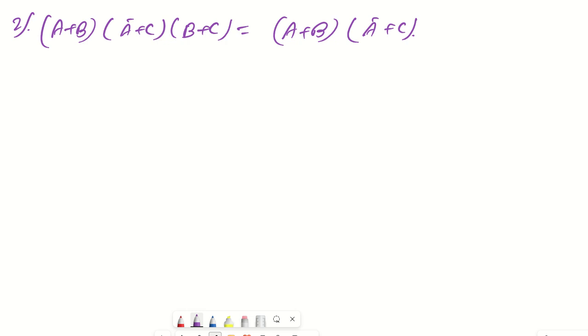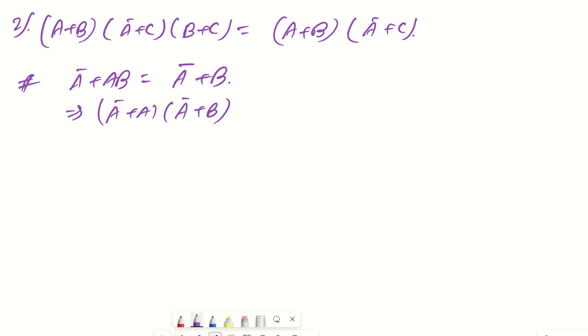So that's all. Now one more thing, I'll just give you 2-3 more laws, which is a bar + ab is equal to a bar + b. If you want, you can distribute them and find it out. So how to find out very quickly? You can find out like (a + a bar)(a bar + b), that is going to be a bar plus a is 1, into (a bar + b), so that is going to be a bar + b.